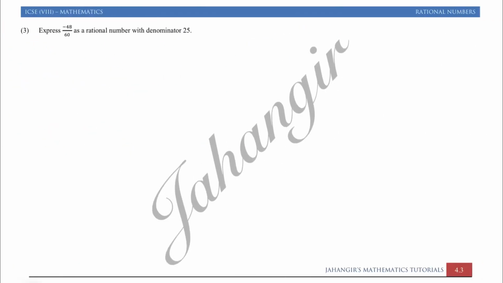Third question में express minus 48 by 60 as a rational number with denominator 25. अभी denominator 25 होना चाहिए. So let us first cancel by 6. 6 10s are 60, 6 8s are 48. So minus 8 by 10. Again we can cancel by 2. 2 5s are 10, 2 4s are 8. So that is minus 4 by 5.